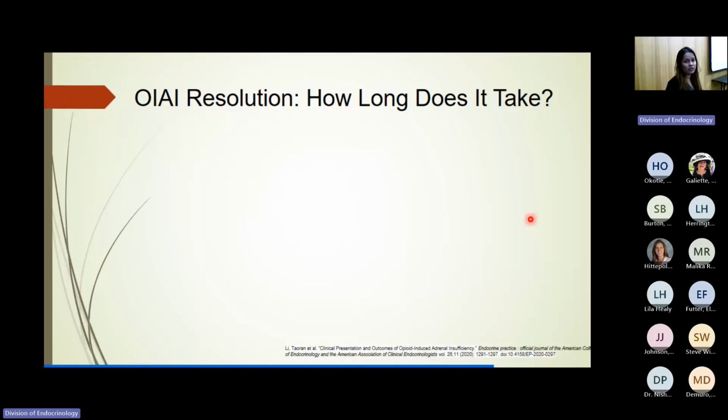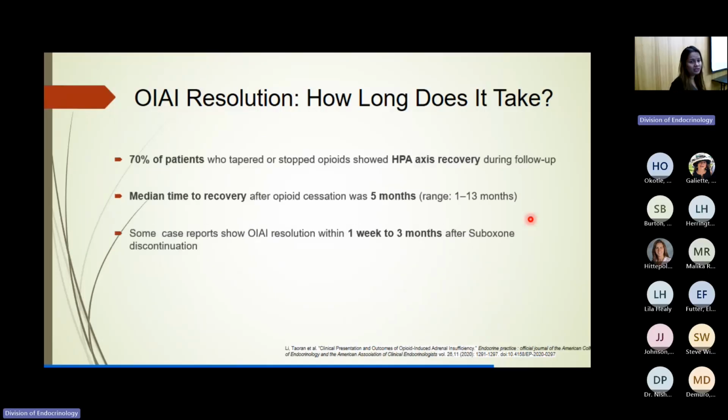About the resolution, how long does it take? Based on this data, median time to recovery after opioid cessation was 5 months, ranging from 1 to 13 months. There are other case reports talking about earlier resolution, 1 week to 3 months after Suboxone was discontinued.